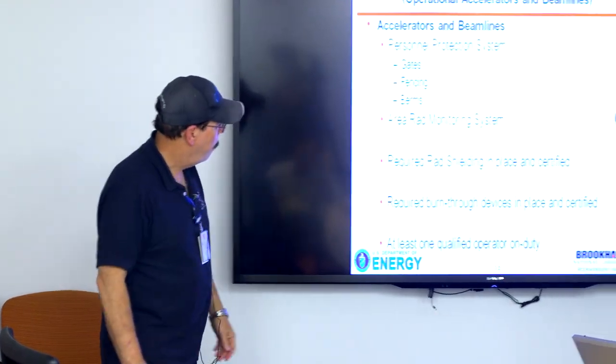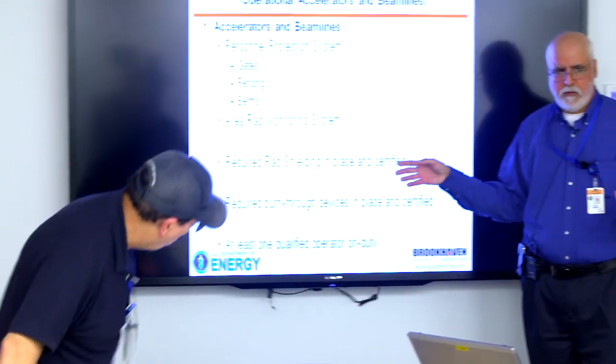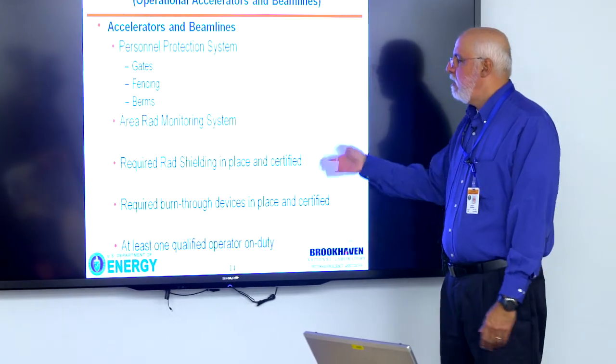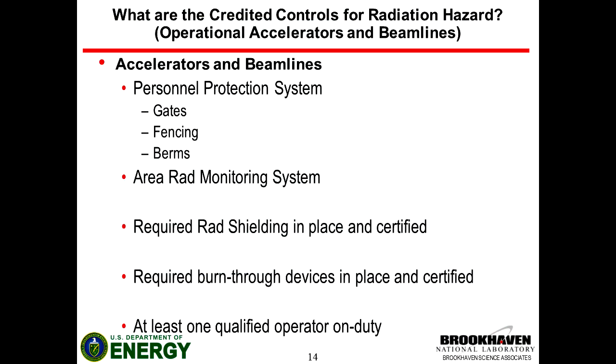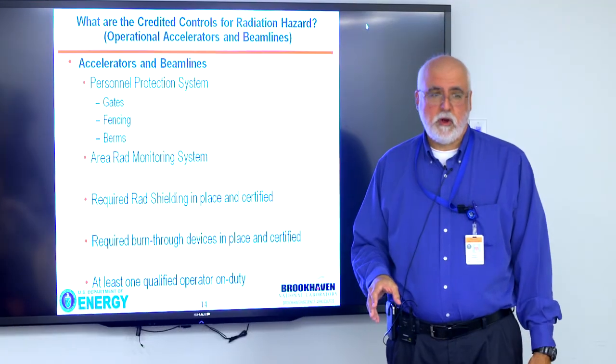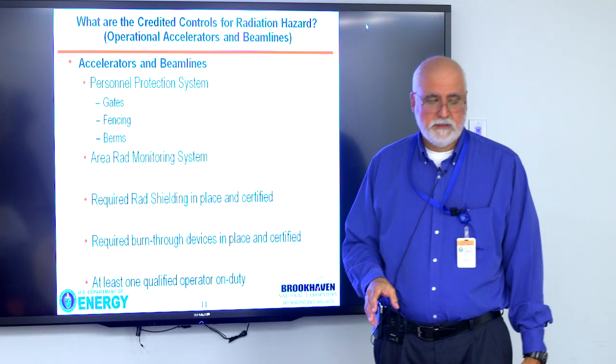Okay, so continuing, of course, area rad monitoring, credited controls. We've been discussing shielding already, lead shielding, berms, etc. Burn-through devices have to be in place and certified. And of course, we hope that there's at least one operator around when the place is running.